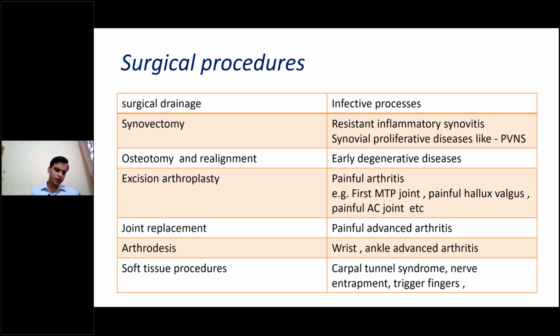Soft tissue procedures, sometimes the connective tissue disorders, so these periarticular conditions, they cause neurological complaints also, and other mechanical problems, for example trigger fingers, carpal tunnel syndrome, nerve entrapment.